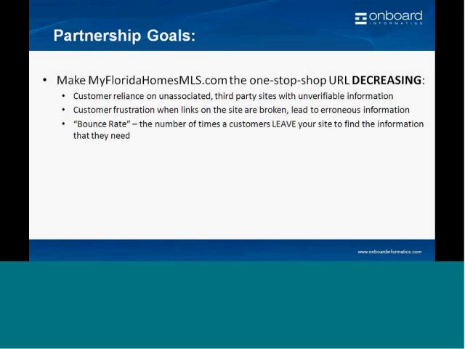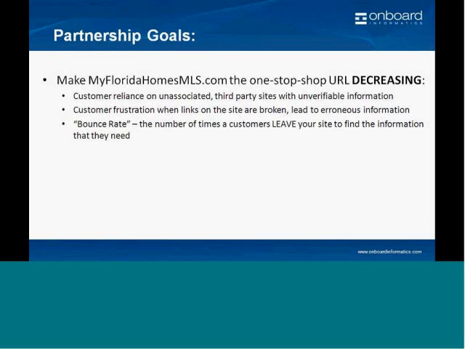Now, I started off by saying I had sort of a scale. On the left side was the increase. On the right side was the decrease. So what do we want to decrease for you? Number one, first and foremost, if I could have bolded this and made this in 50 font, I would have. We want to decrease customer reliance on unassociated third-party sites, as well as sites that have unverifiable information.